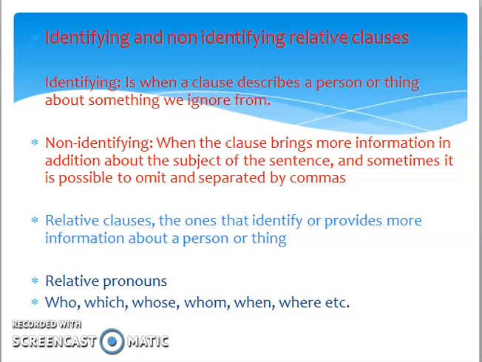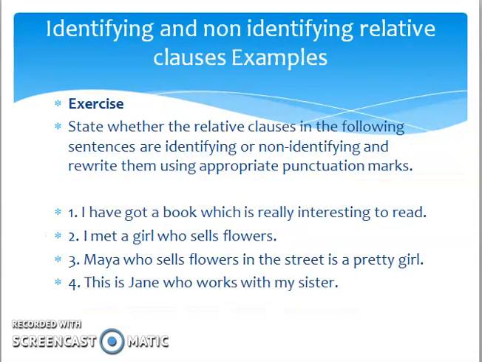As well, we have a small summary of what a relative clause is. It says the ones that identify or provide more information about a person or thing. We also have relative pronouns. We have who for people, which for things, whose for belonging, whom for the receiver, when for the time, where for the place, etc. So we use these as relative pronouns in the sentence in order to provide more information about a thing or a person. Okay, let's continue, students.